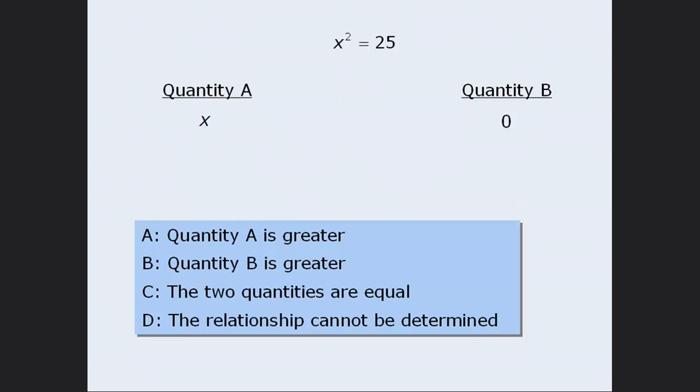Okay, one last example. Here we're given some information about x. We're told that x squared equals 25. Given this information, there are two possible values for x. X could equal 5, in which case quantity A is greater than quantity B. Or it could be the case that x equals -5, in which case quantity B is greater than quantity A. Since it's impossible to determine which quantity is greater here, the correct answer is D.